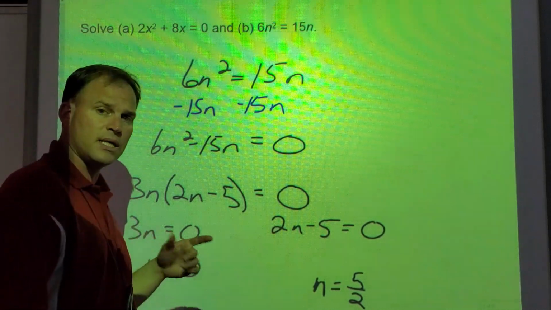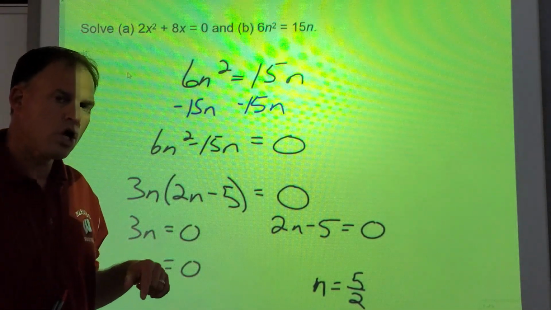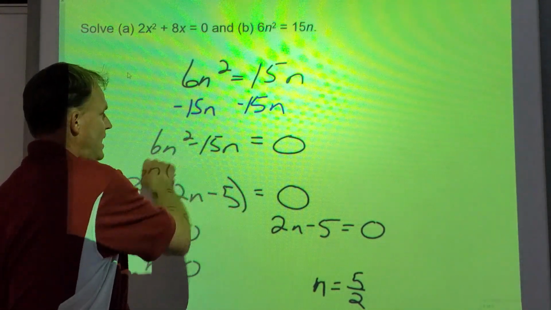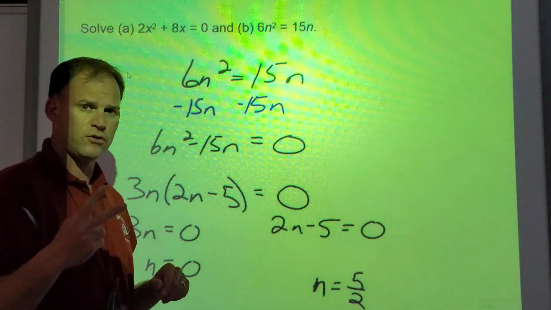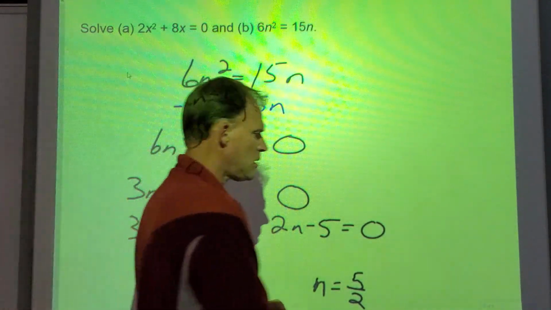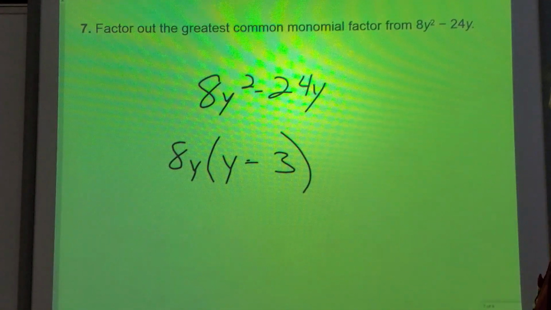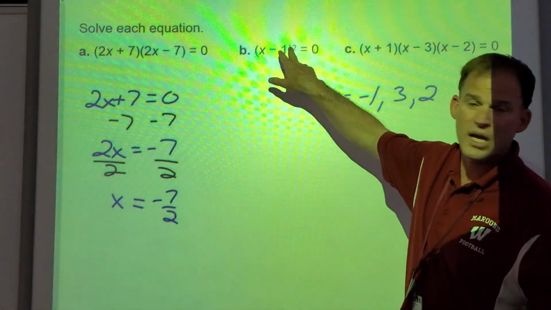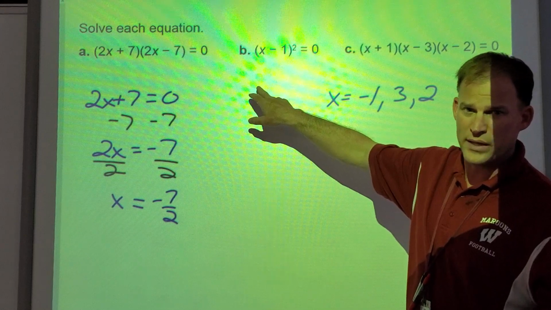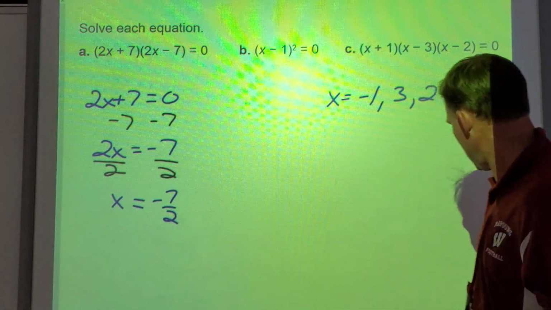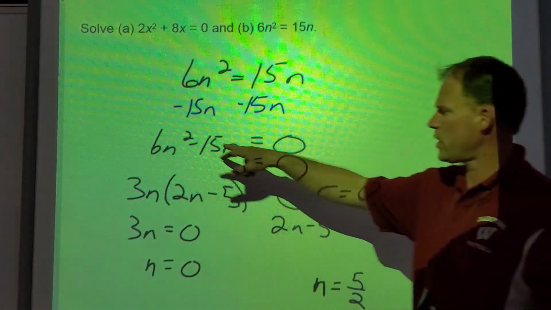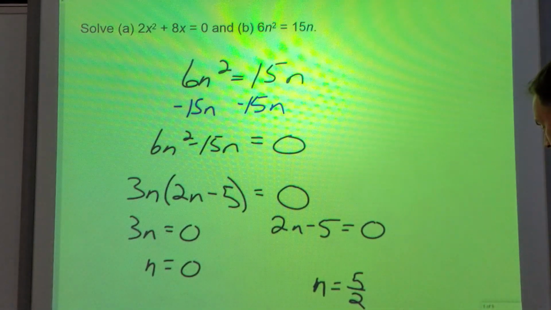I will tell you this, the number of answers always matches the biggest exponent in the problem. So if you see it squared, you know you're looking for two answers, okay? Now, sometimes an answer can repeat itself. So this would have two answers, but it's 1 and 1. But other than those special cases, if you see this squared, that tells you you're looking for two answers.